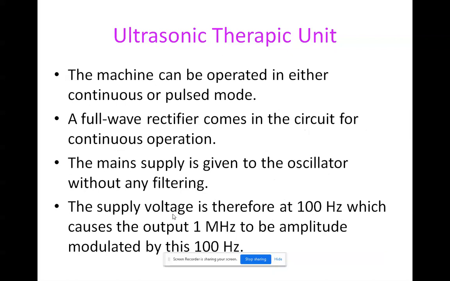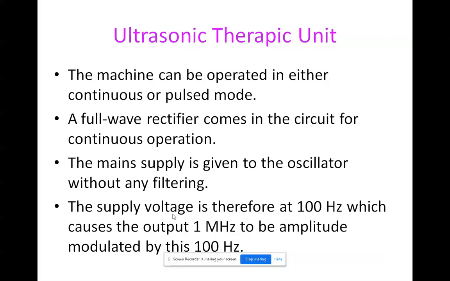So the machine can be operated in either continuous or pulsed mode. So continuous signal as well as pulse signal you can use the machine. That means you can produce the output. A full wave rectifier comes in the circuit for continuous operation. So the full wave rectifier will be used in the case of continuous mode. Okay. So the main supply is given to the oscillator without any filtration. So without any use of a filtering circuit, you will be directly applying the voltage, that is 230 volts, to the oscillator.